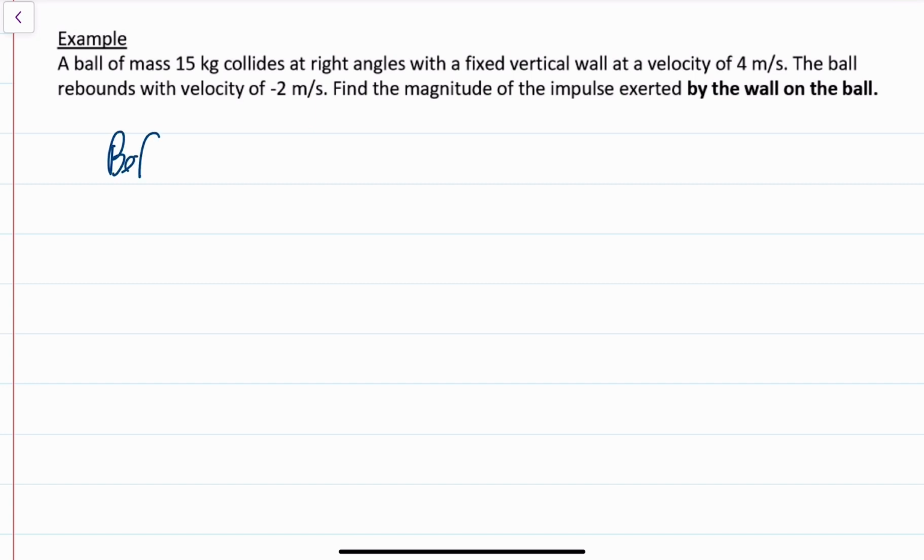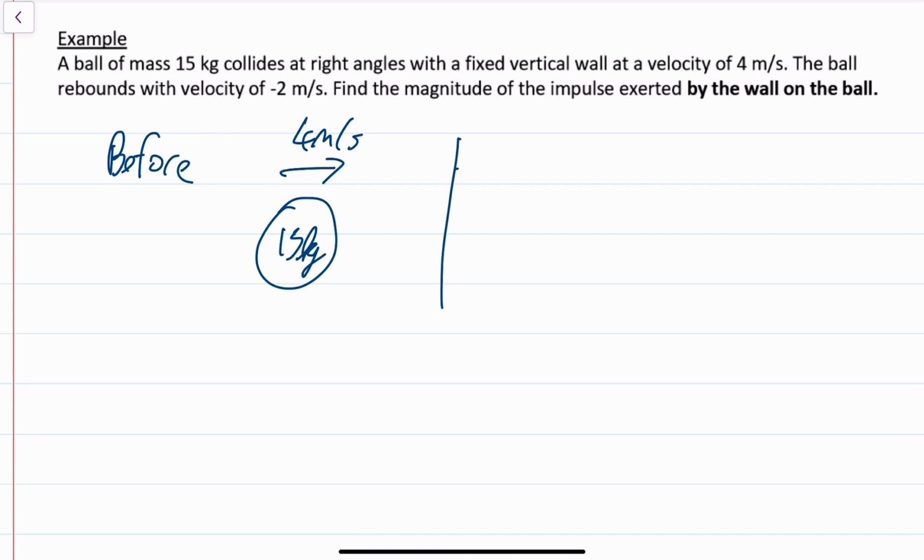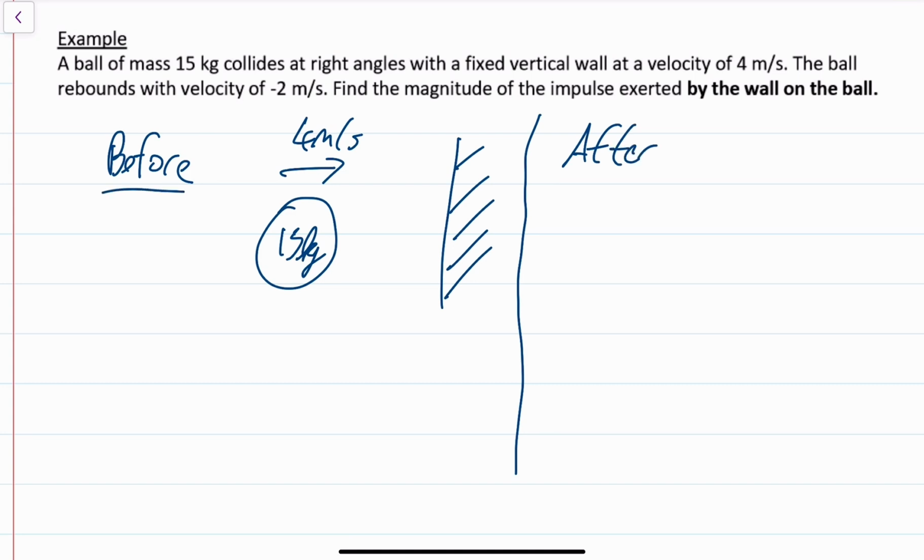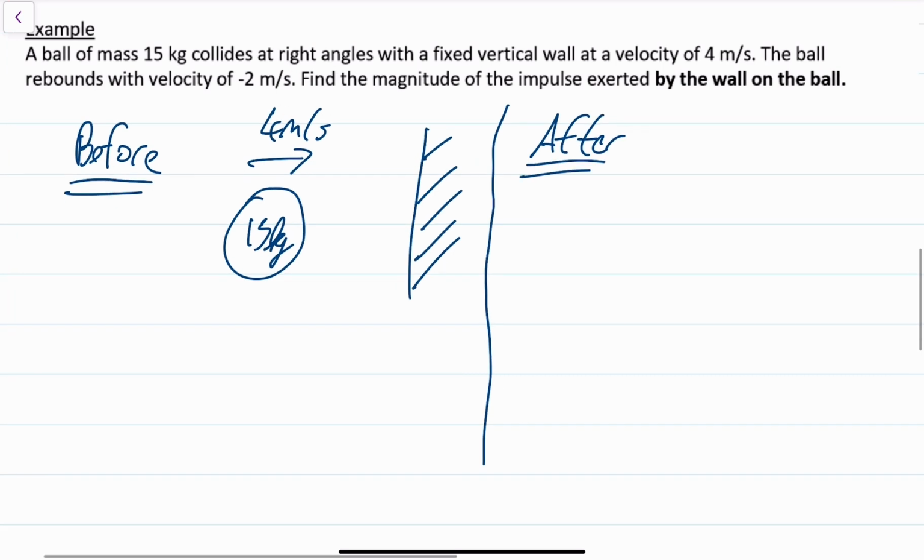Okay, let's make life a wee bit easier. Let's do a before and after diagram. You've got your ball, which is 15 kilograms. It's hurtling towards a wall at 4 meters per second. There's my wall. And then after diagram, so there's my before and this is my after. The ball is now coming back the other way.